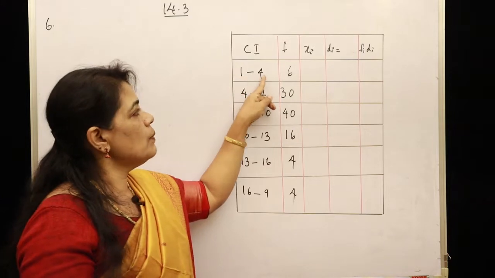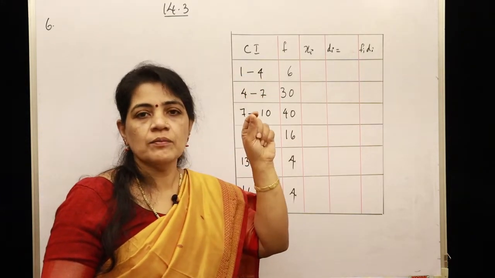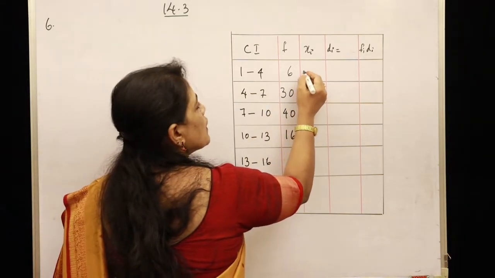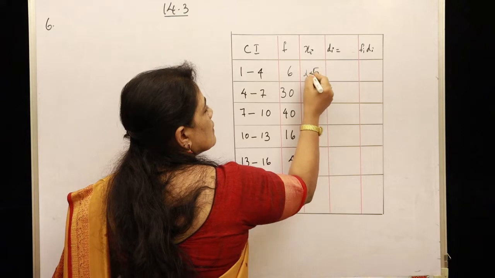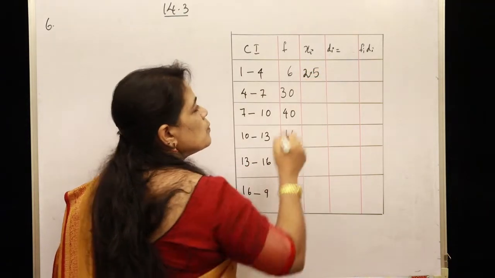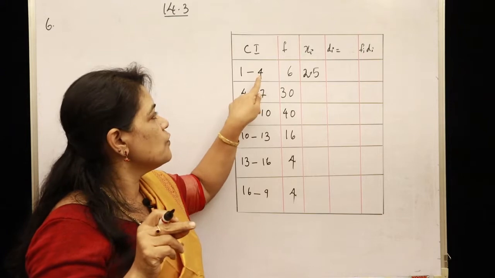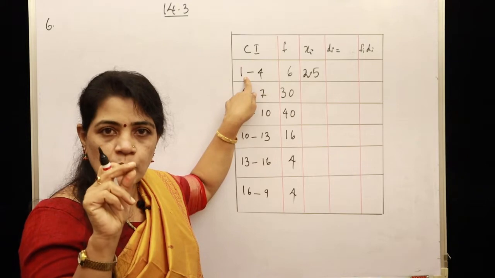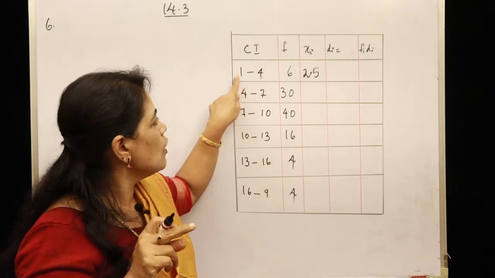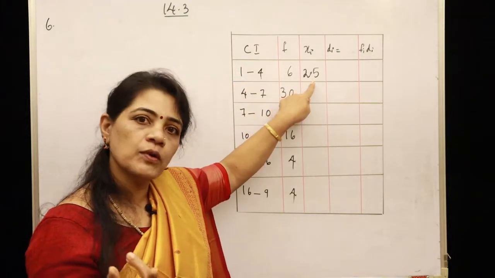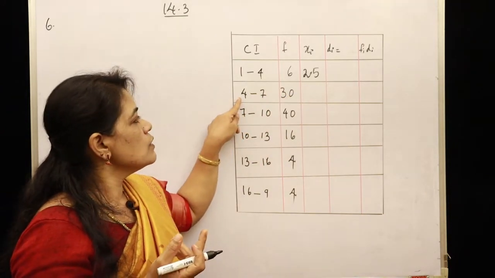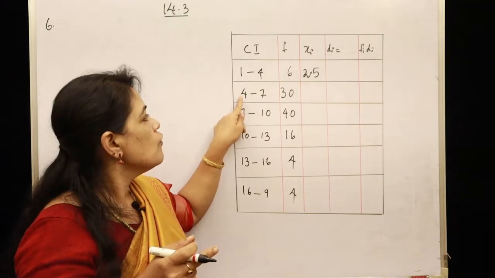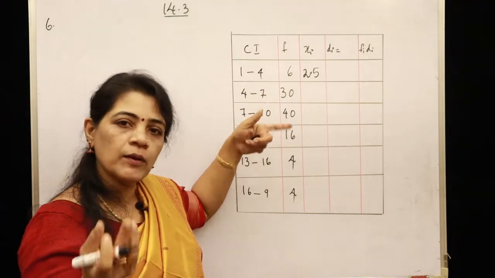That is, 1 plus 4, upper limit plus lower limit divided by 2, that is 5 by 2, which is 2.5. The second method: the difference is 4 minus 1, which is 3. 3 by 2 is 1.5. That 1.5 should be added to the lower limit. 1 plus 1.5 is 2.5. See here also, 4 plus 1.5 is 5.5, or 4 plus 7, 11 by 2, 5.5.